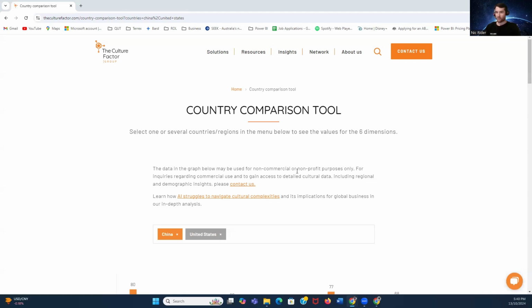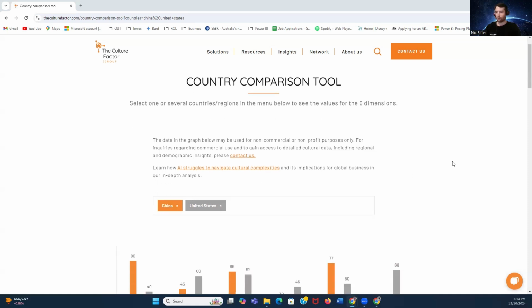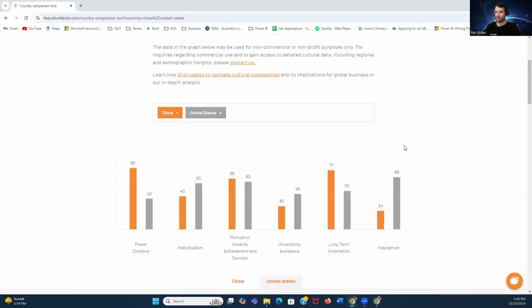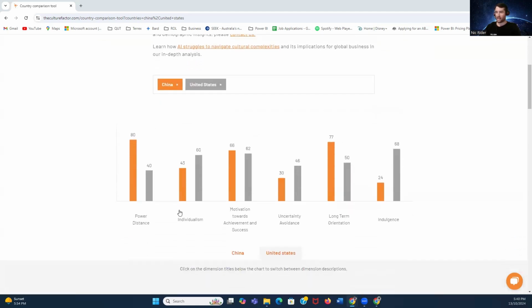So, what I'm going to do now is dive straight into this and compare some countries. To start off, I've already got China and the United States selected here. If we have a look down here, we can see the United States is grey and China is orange. So we're looking at power distance straight away.